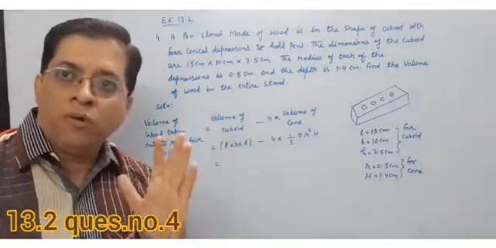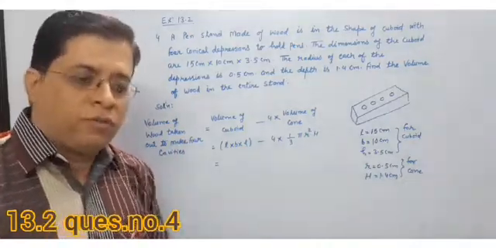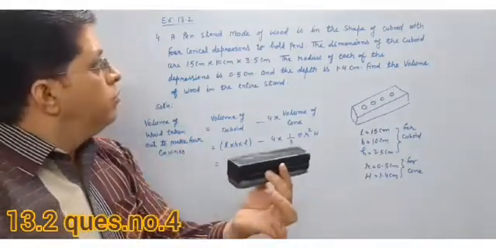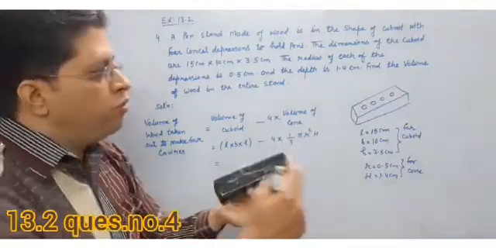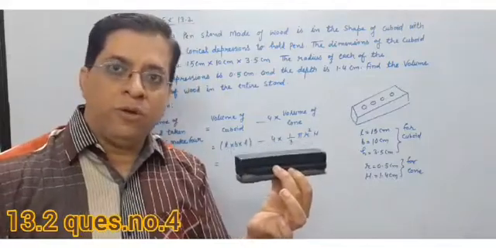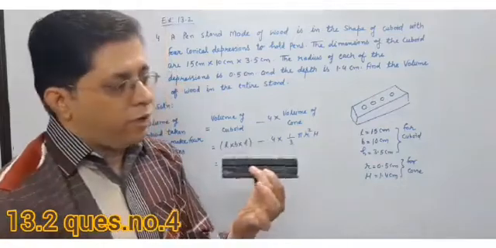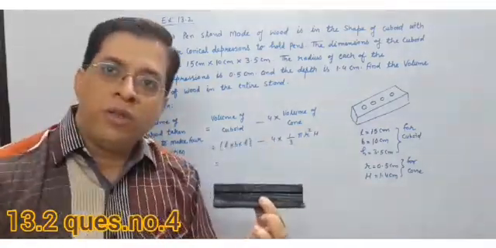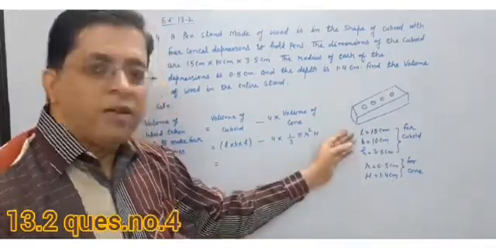You have to find the volume of wood. For that, what to do? First of all, this is a cuboidal wooden stand, a pen stand, and here four holes are there. Length, breadth and height are given to you. Length is 15 centimeter, breadth 10 and height 3.5. All three things are given to you. So what to do? You have to mark what is L, B and H.